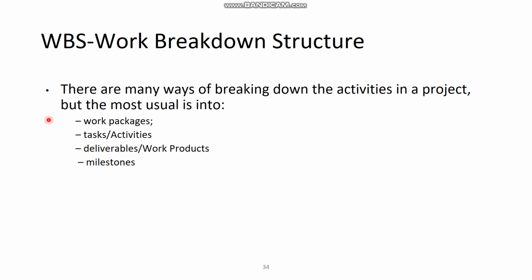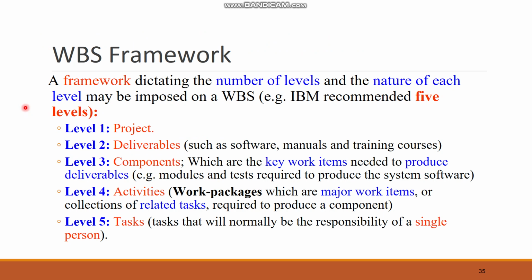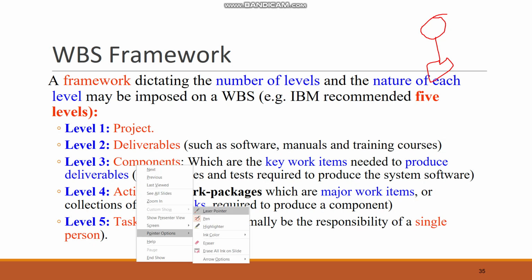There are many ways of breaking down the activities in a project, but the most usual is work package, task, activities, deliverables, or milestones. Work breakdown structure framework. It is a framework for dictating the number of levels, and the nature of each level may be imposed on the work breakdown structure. IBM has recommended 5 levels for the work breakdown structure. The first will be project. At the root node, the first node will be project, the second will be deliverables, and then so on. Then we'll have components, then we'll have activities, and then we'll have tasks.